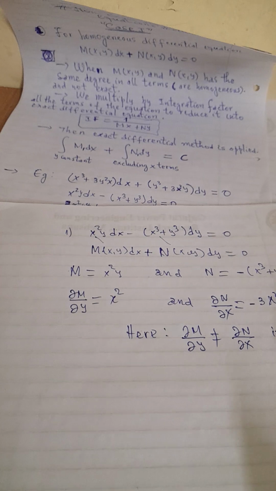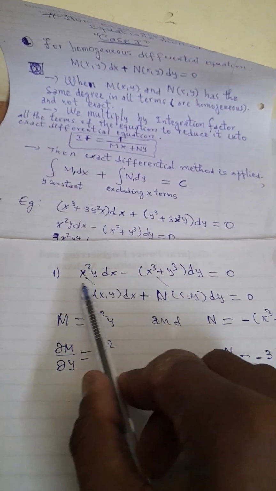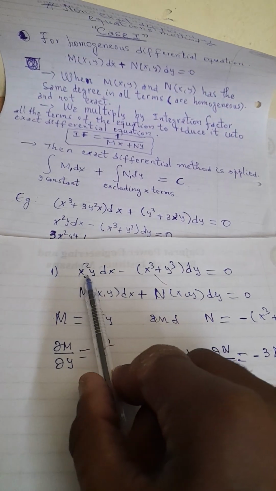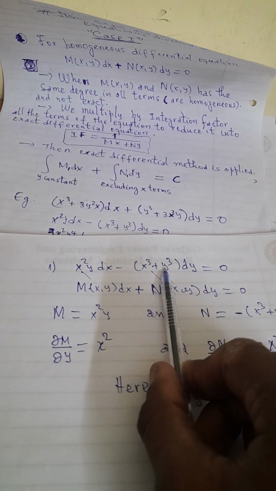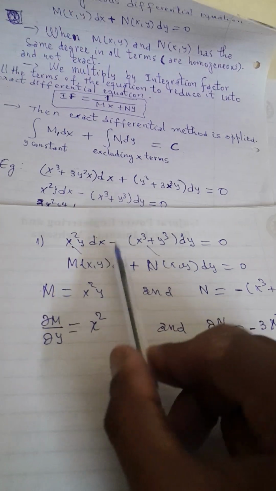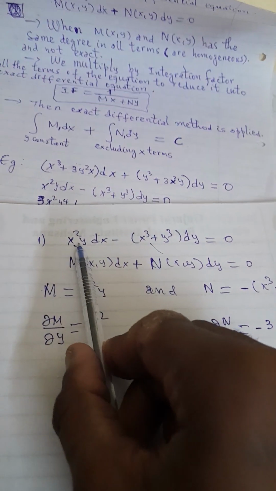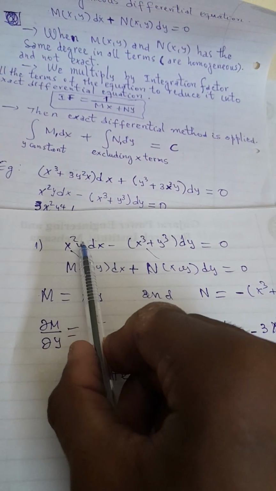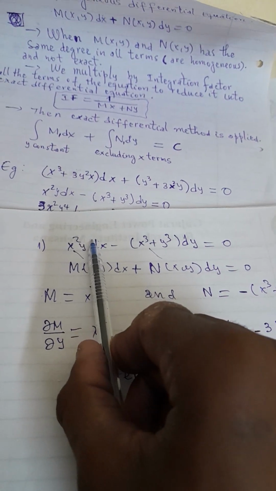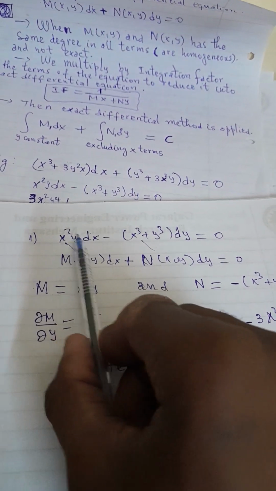So if the equation is not exact, now check: is this function, or is this equation, homogeneous? Are M and N homogeneous? Just check if they are homogeneous. Here you have x to the power 2 and y to the power 1. 2 plus 1 will be 3. So here the degree is 3.